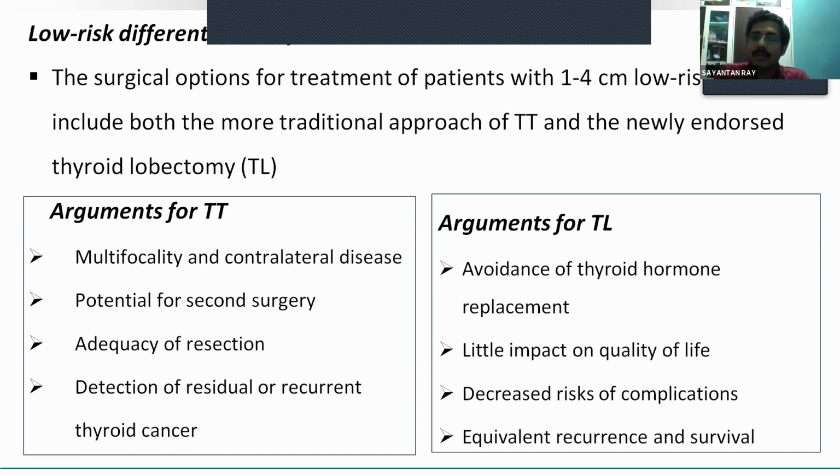On the other hand, arguments for thyroid lobectomy, one is avoidance of thyroid hormone replacement, but there are counter arguments as well, because the TSH range to be maintained here is 0.5 to 2, and it has been found that to maintain it below 2, most patients will require thyroid hormone replacement. Next point is little impact on quality of life. Decreased risk of complication, which already discussed, and probably equivalent recurrence and survival. Of course, there are additional considerations like patient preference as well. And if we look at the very low risk tumors, that is less than 1 centimeter, papillary microcarcinomas, there is also controversy between either active surveillance or thyroid lobectomy.